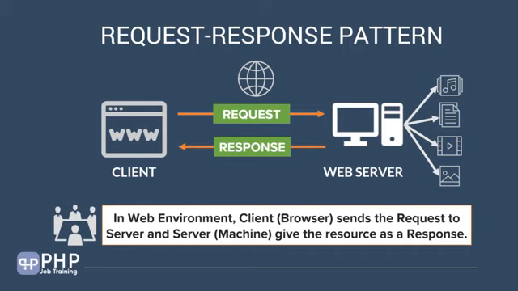Well, here's a standard definition. In a web environment, the client, the browser, sends the request to the server, and the server, which is nothing but a machine, gives a resource as a response. Okay, so this is how the communication happens between two systems. One is called the client, who's requesting, and one is called the server, who is responding to that request. Okay, so let's continue and see this example in the real world.